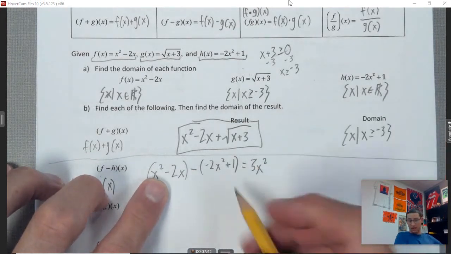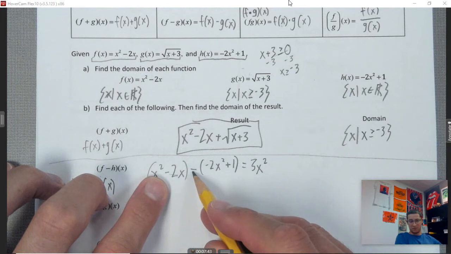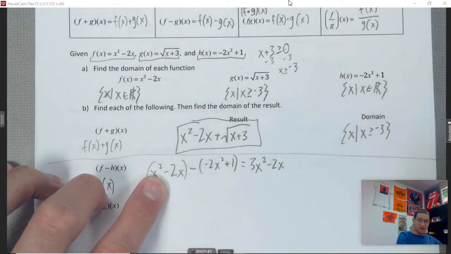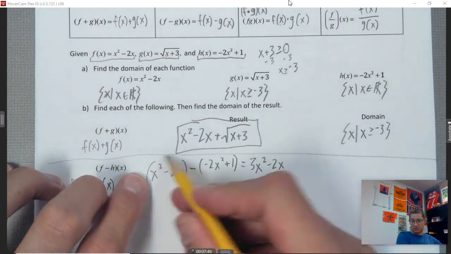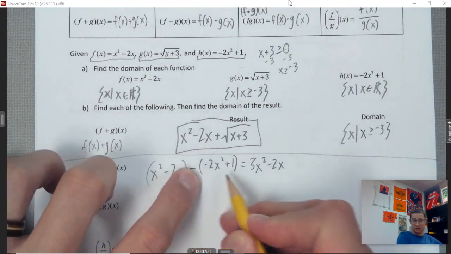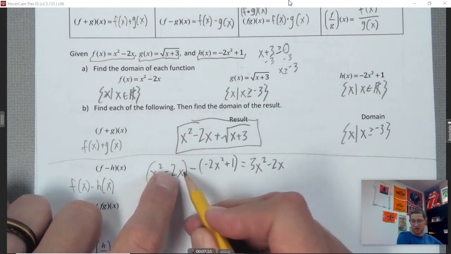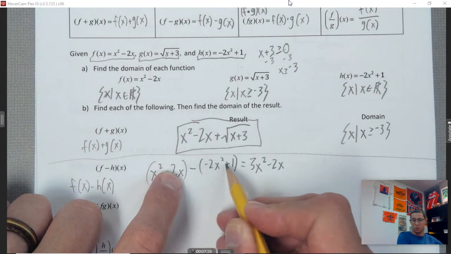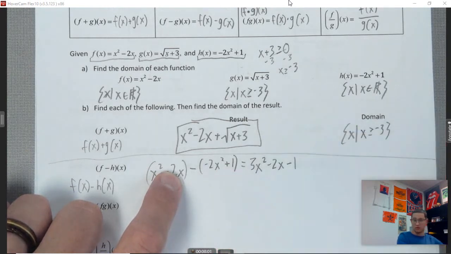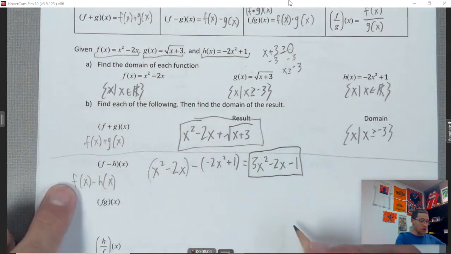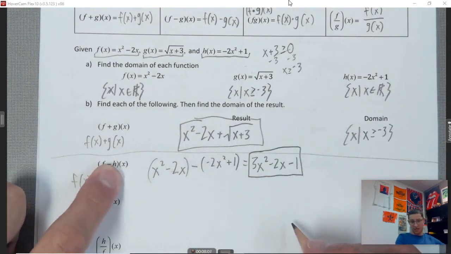All right, and then I've got minus 2x, but minus nothing because there's no other like terms, so I'm still just minus 2x. Okay, and then from here I'm subtracting a 1. So if I wanted to put something in here, I can kind of sneak a 0 into this parentheses. So 0 minus 1, that's going to give me a minus 1 here. Okay, and so that is my function for f minus h of x.